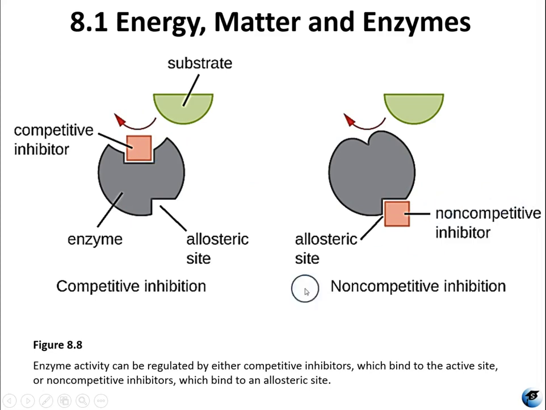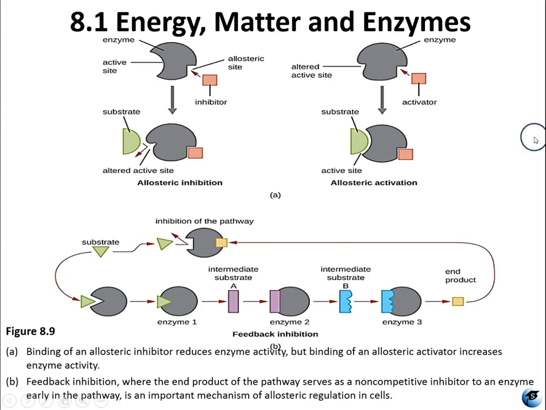So that's competitive inhibition. Non-competitive inhibitors, they're not bound at the active site. They bind at what is known as an allosteric site. It's kind of a secondary site. But when they bind there, it changes the shape of the active site. So the substrate can no longer bind to the active site. So this is allosteric inhibition, which we just saw with the non-competitive inhibition. You have this molecule that adds to an allosteric site. It changes the shape of the active site, and the substrate can't bind anymore because it doesn't fit anymore.